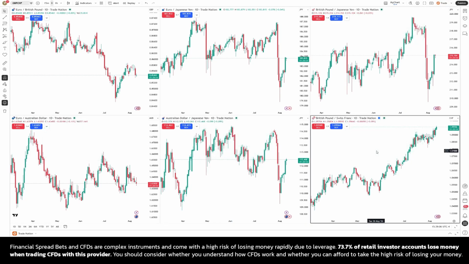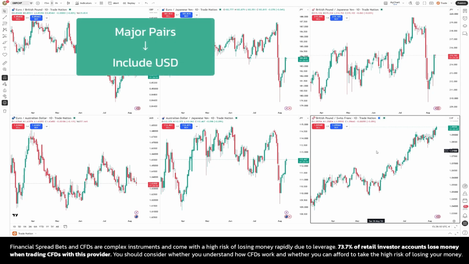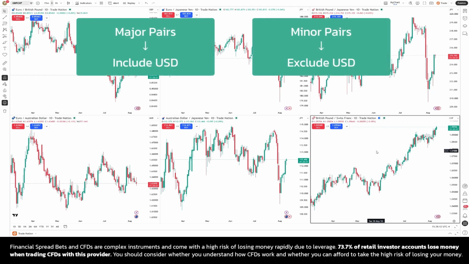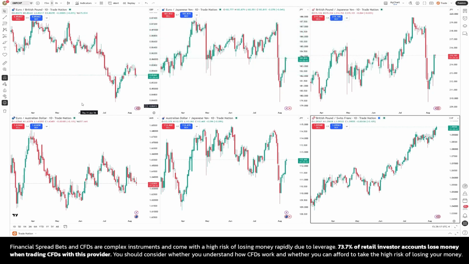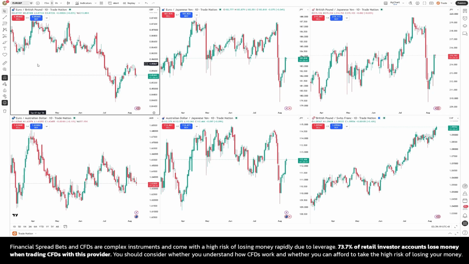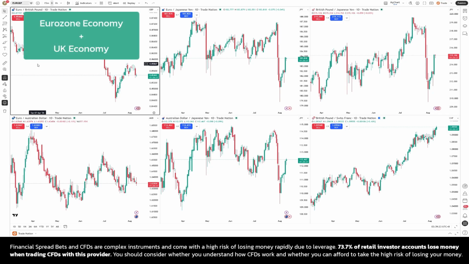The main difference between major and minor pairs is straightforward. Major forex pairs always include the US dollar, while minor pairs allow traders to compare the strength of two other major currencies directly. Take euro-pound as an example. This pair reflects the relative value of the euro against the British pound. Its movement can be influenced by economic conditions in both the Eurozone and the United Kingdom, including inflation, interest rates, economic growth, and central bank policy.